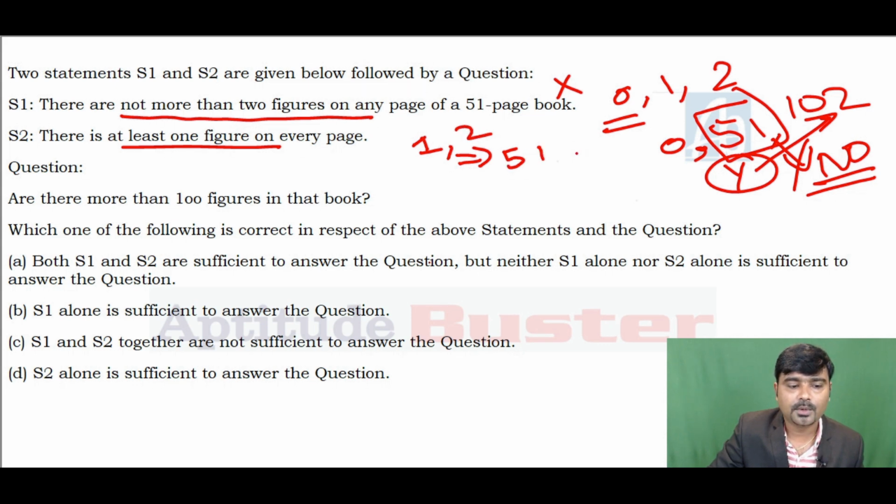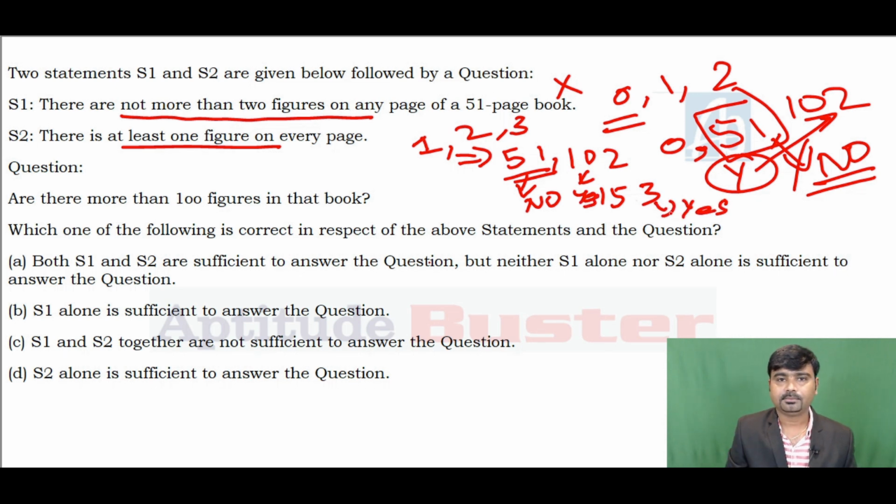If I take 2, total numbers 1 or 2. Okay. If I take 3, then 51 into 3 is 153. Right? Okay. Read the question. Are there more than 100 figures in that book? If I take this case, I say no. If I take this one, I say yes. If I take this one, I say yes.